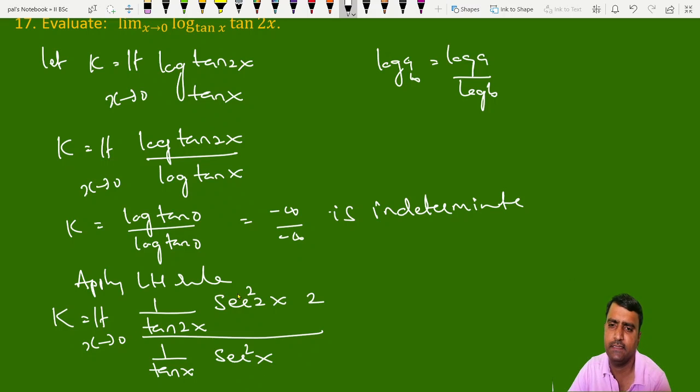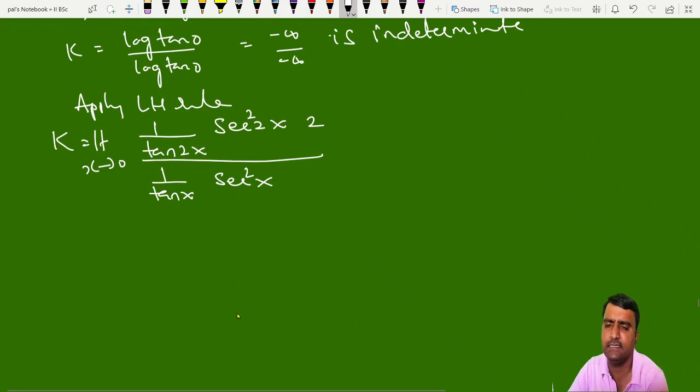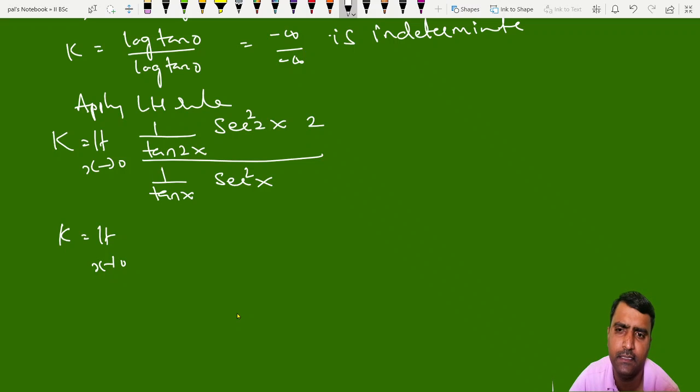Now you try to stop the problem here itself. That means you try to find the solution in this step itself. This is by the method of simplification. If you arrange the terms properly, you can end the problem in this step itself. Otherwise you have to continue again by applying L'Hospital rule.